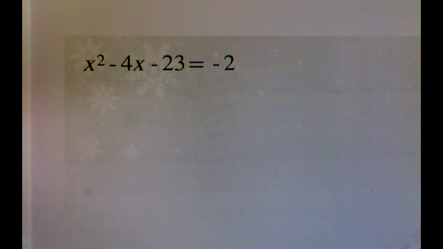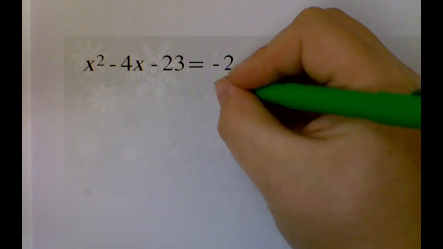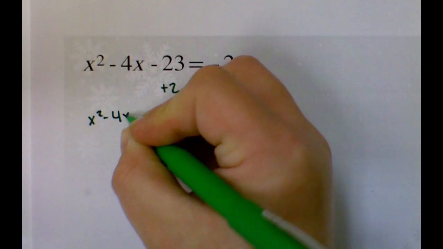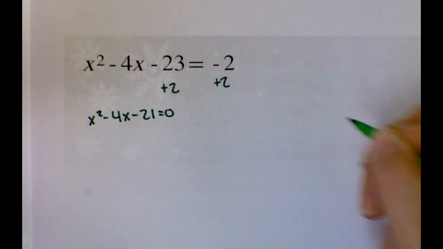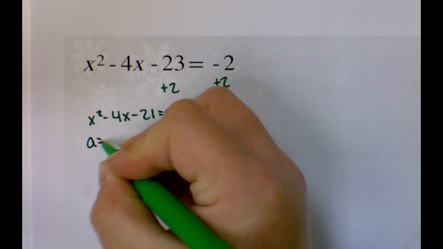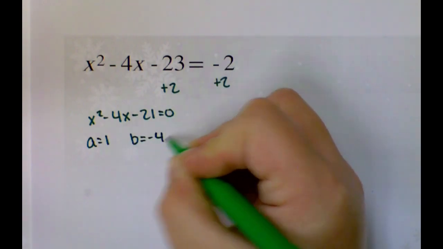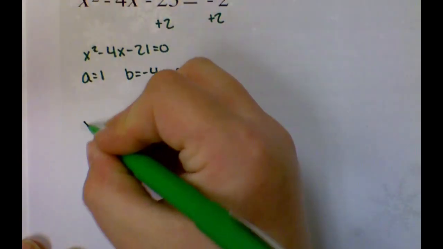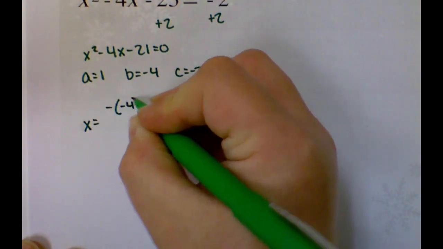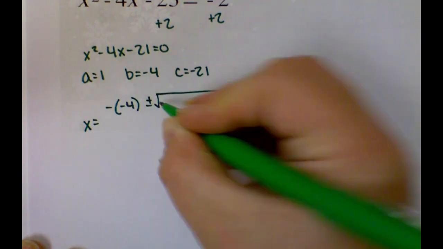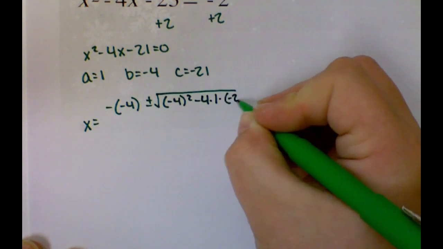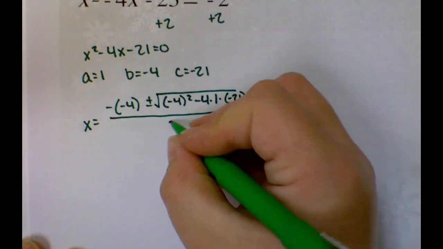All right, for our next one here, we have to get it equal to 0. So the first thing I should do is add the 2. I get x squared minus 4x minus 21 equals 0. Now I can identify that a is 1, b is negative 4, and c is negative 21. I'll plug those into my quadratic formula. Negative 4 plus or minus the square root of negative 4 squared minus 4 times 1 times negative 21, all over 2 times 1.